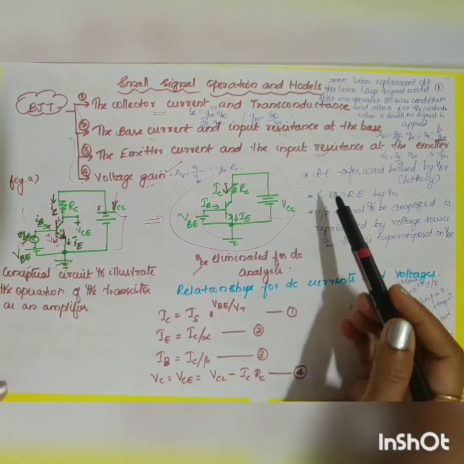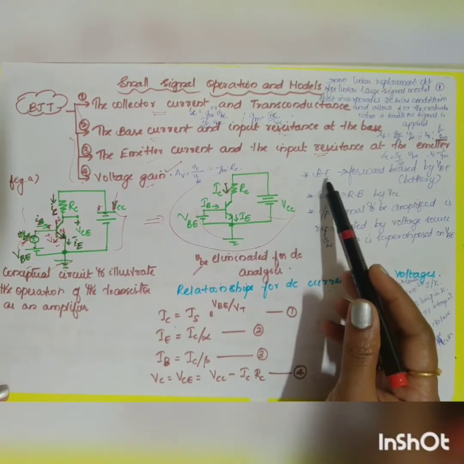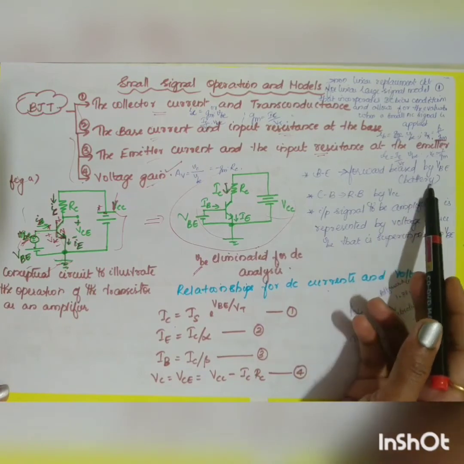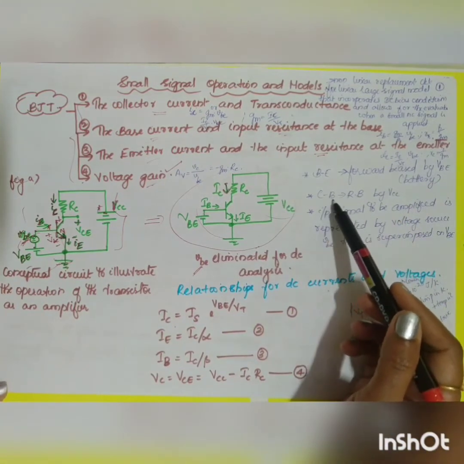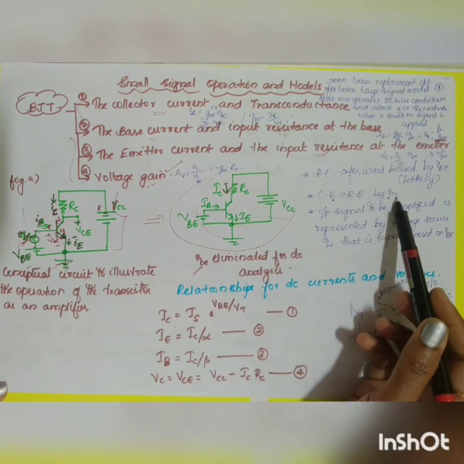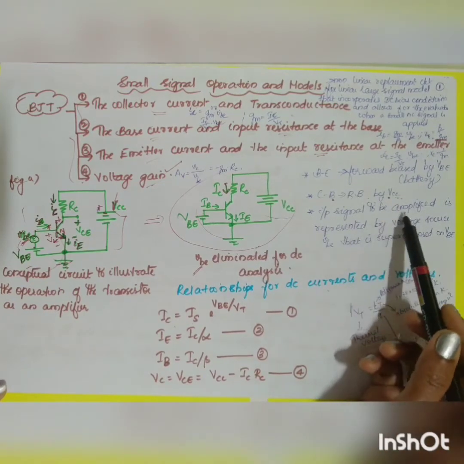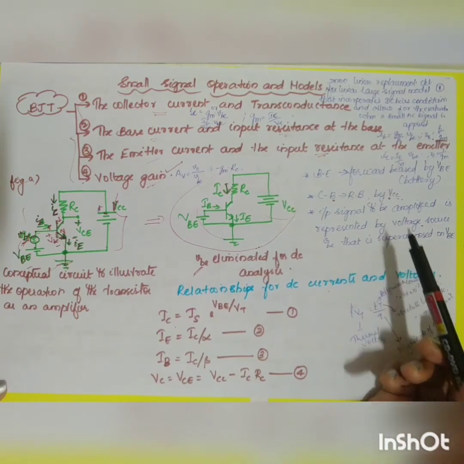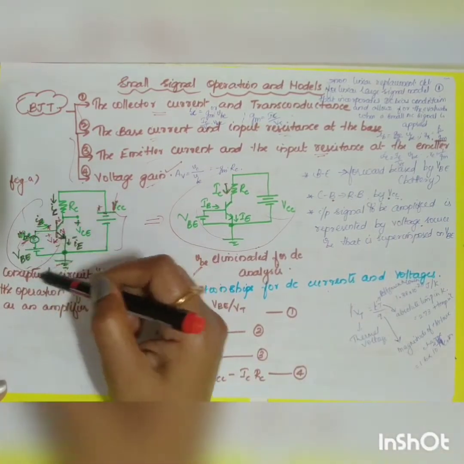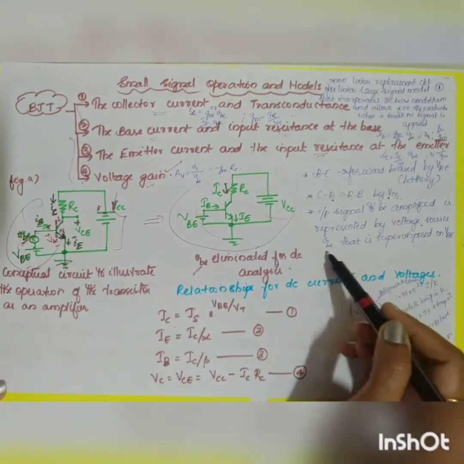So here you have the important points. Base emitter is forward biased by your battery VBE, and your collector base is reverse biased by VCC. The input signal to be amplified is represented by your voltage source small vbe, that is superimposed on VBE. It is talking about your first circuit. Small vbe.